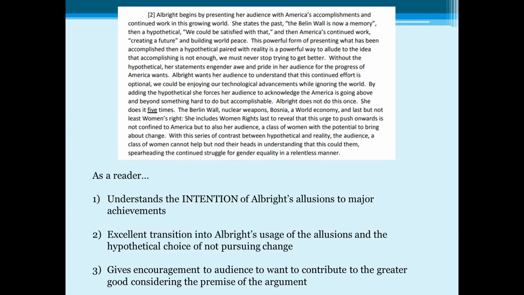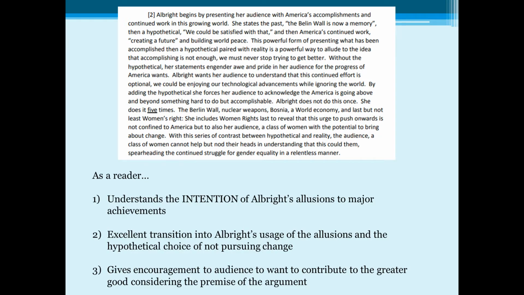First body paragraph is pretty in depth and dense, so we'll talk lightly in terms of what is being done overall. So first and foremost, we'll look at her topic sentence. Albright begins by presenting her audience with America's accomplishments and continued work in this growing world. So it's just more of a statement, and it goes chronologically as to what Albright's speech will look like. But the author does a really good job transitioning the usage of all these allusions to major achievements and accomplishments and so forth into the hypothetical choice of not pursuing change.